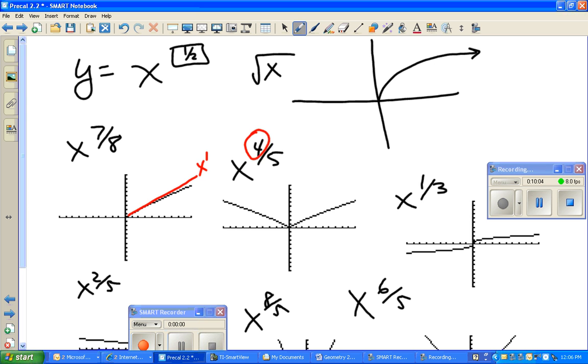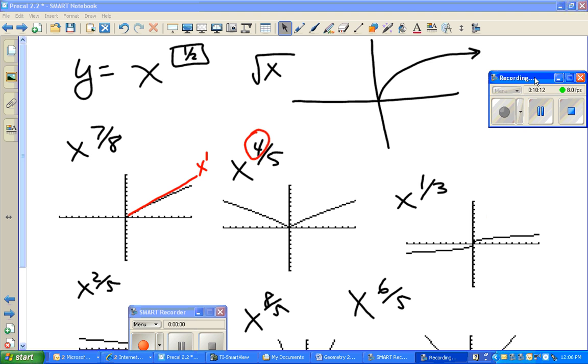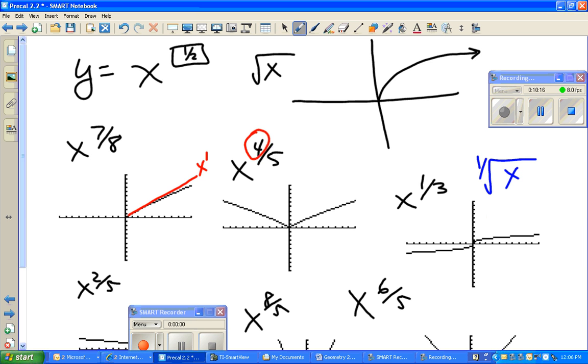What about the case where we get an odd over an odd? Here's x to the 1/3 power. Again, because we're taking the cube root of a number, x to the 1/3 is like taking the cube root of x, the third root of x. We can do that. It's defined for x being negative. Odd over odd, we get rotational symmetry about the origin.